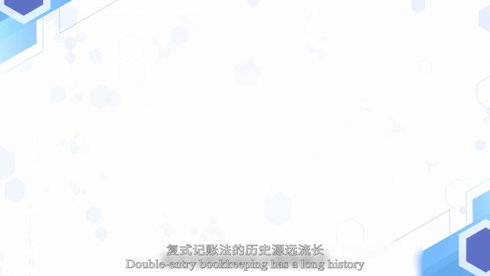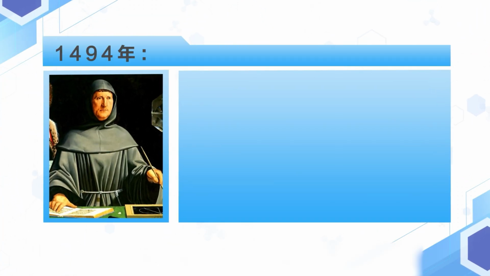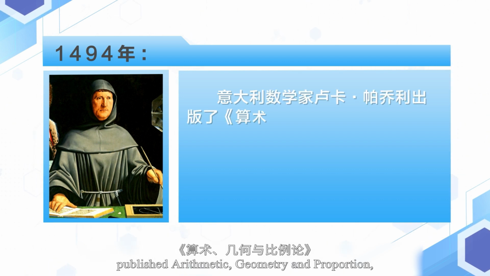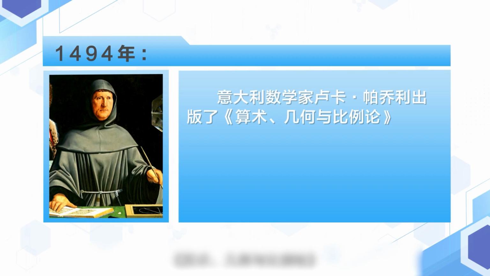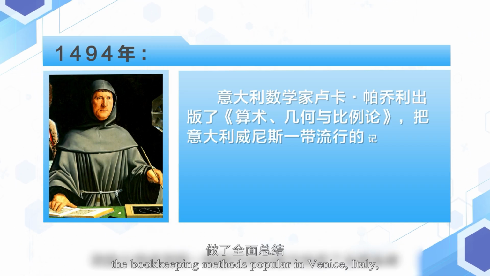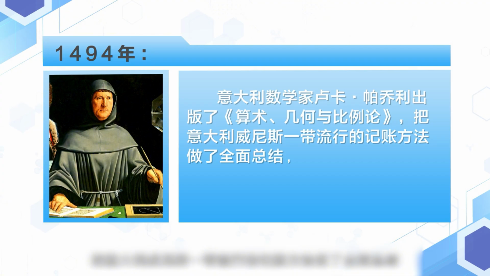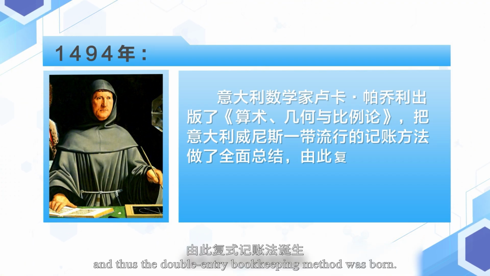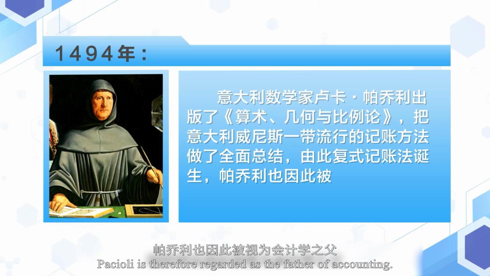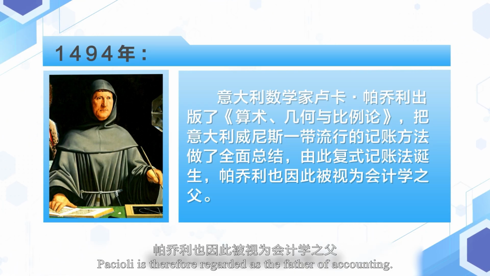Double entry bookkeeping has a long history. In 1494, Italian mathematician Luca Pacioli published Arithmetic, Geometry, and Proportion, which comprehensively summarized the bookkeeping methods popular in Venice, Italy. And thus the double entry bookkeeping method was born. Pacioli is therefore regarded as the father of accounting.